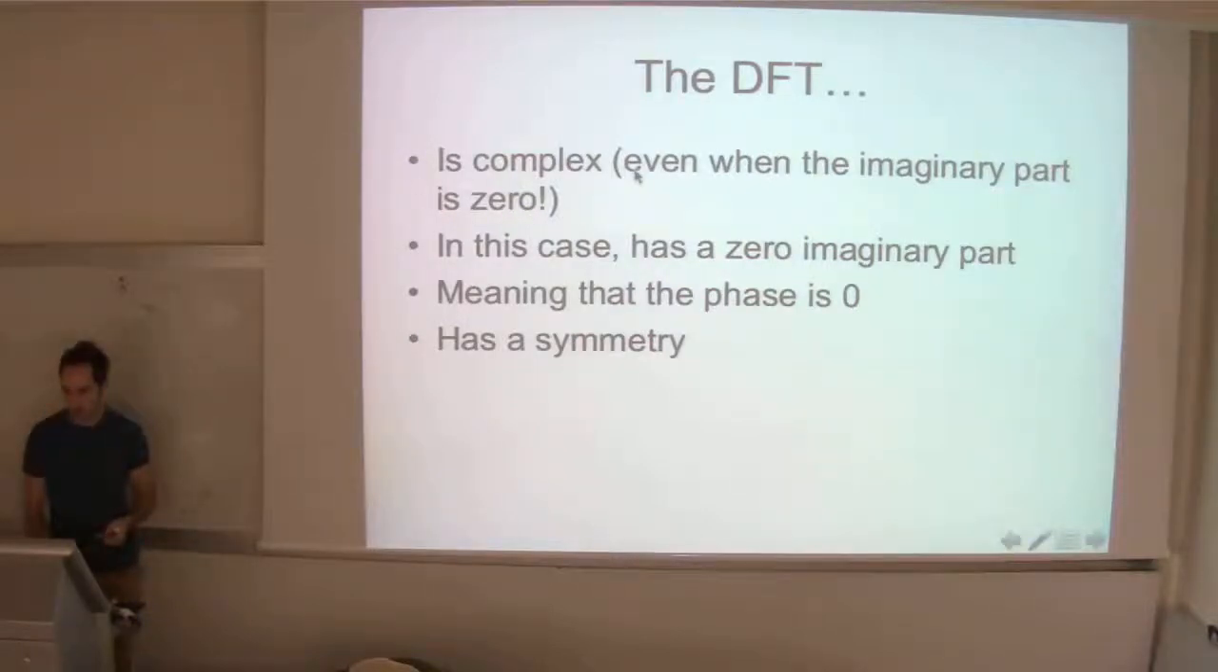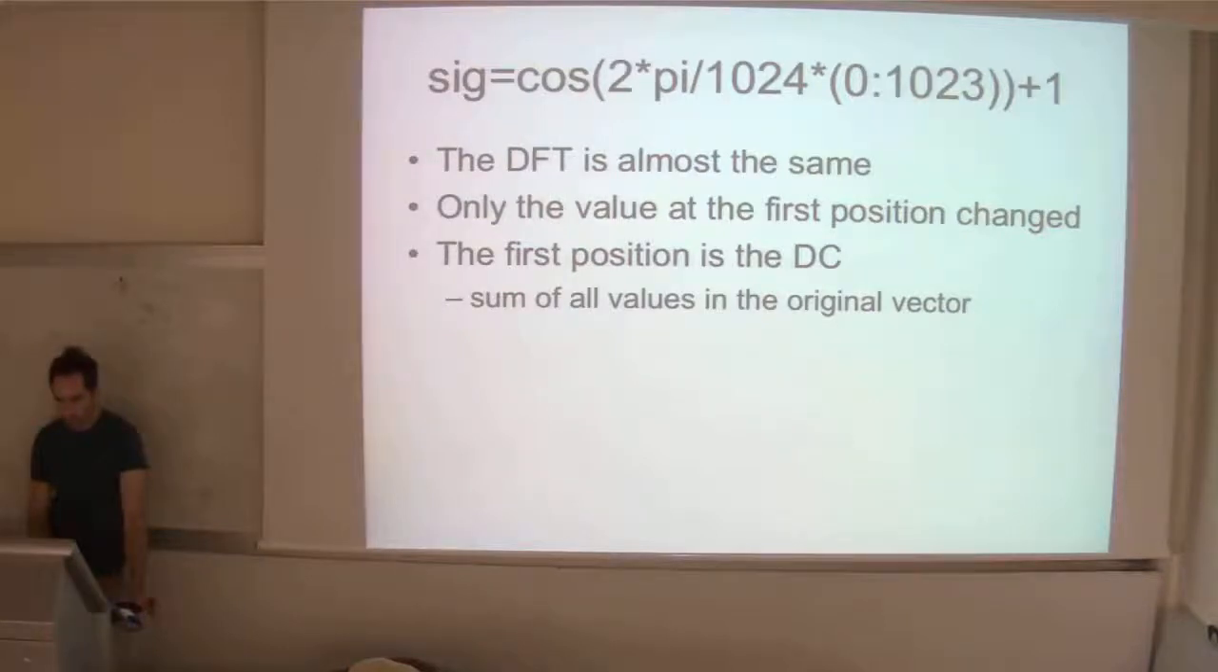So we already saw that the discrete Fourier transform in MATLAB is complex, even when the imaginary part is 0. In our case it was 0, meaning that the phases are 0, and it has a symmetry. Now we added some value. We added something that is constant to all of the signal. So the DFT will look almost the same, but we change one of the frequencies.